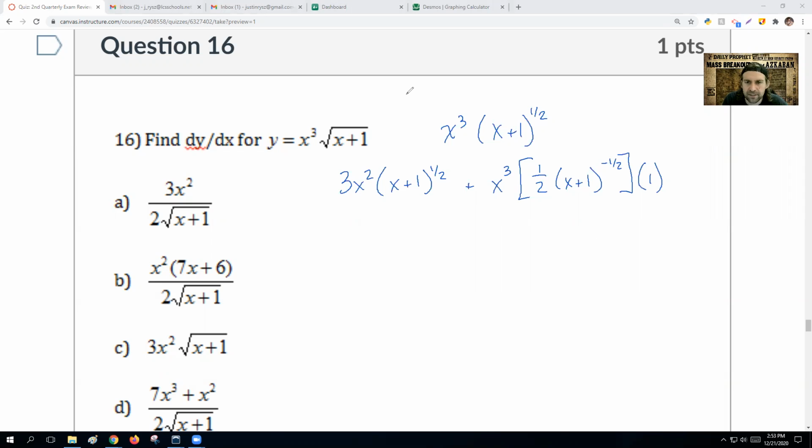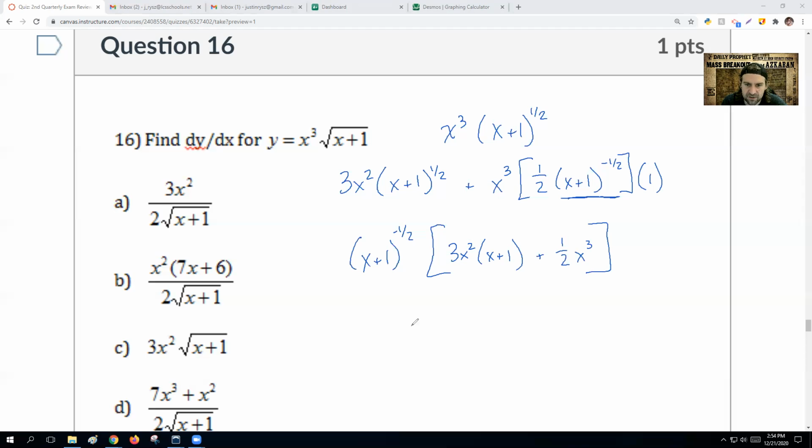All right, so we need to make this a whole lot better here. What can we do to these problems? Well, we could factor out the (x + 1) to the negative 1/2 power. So let's factor that out. If we do that, this becomes 3x squared times (x + 1) to the first power, and this just becomes 1/2 x cubed.